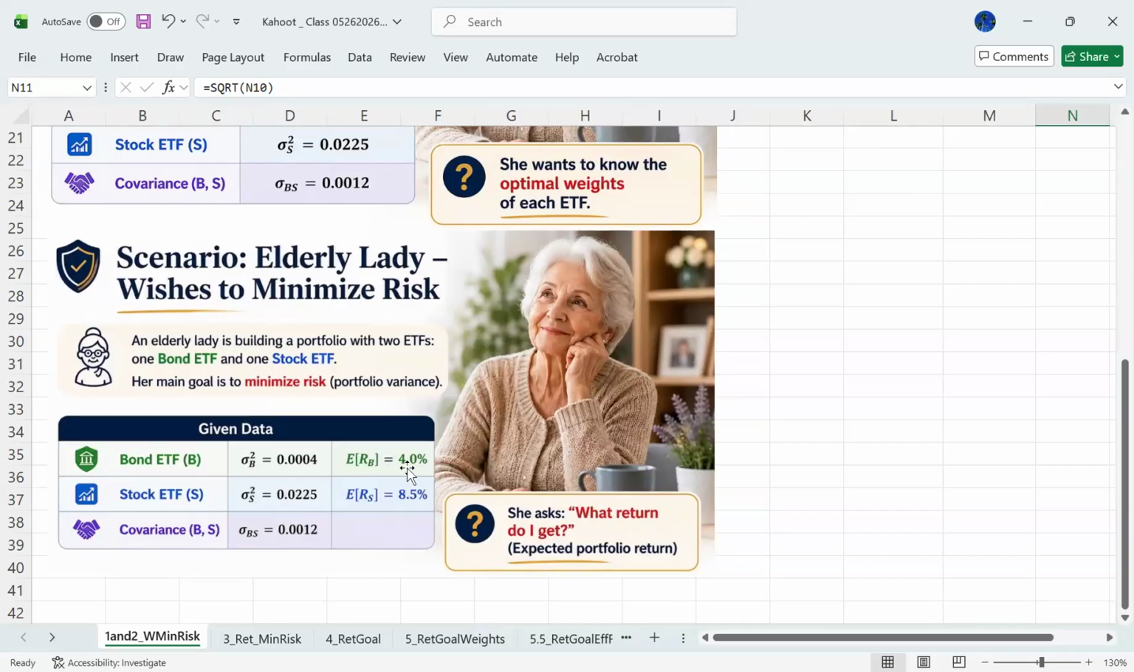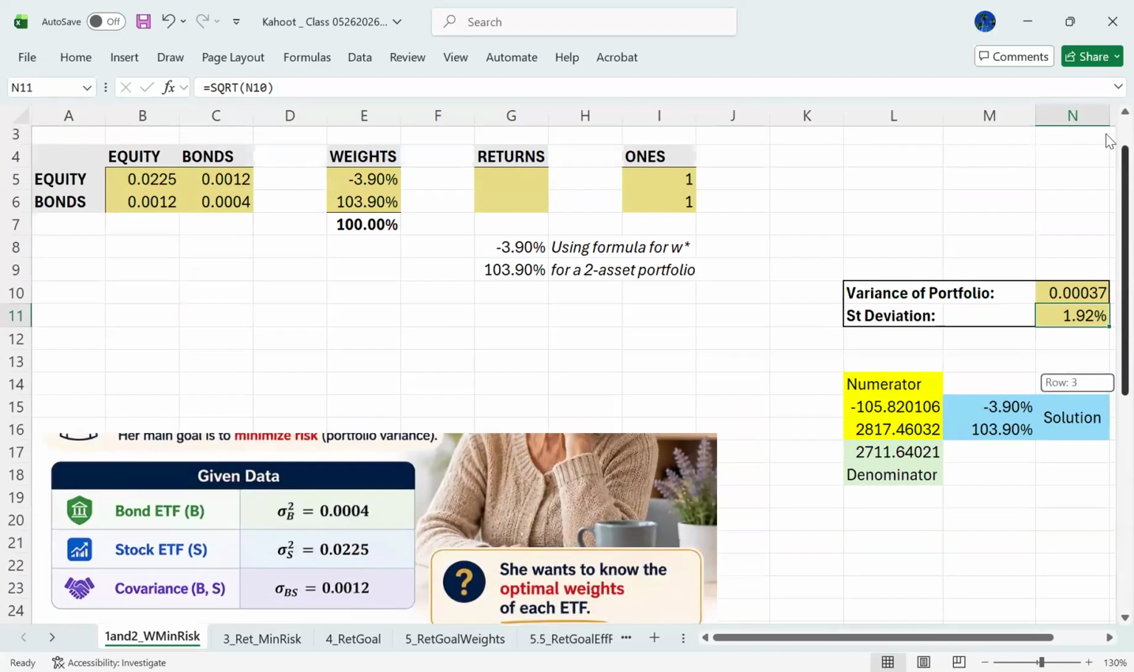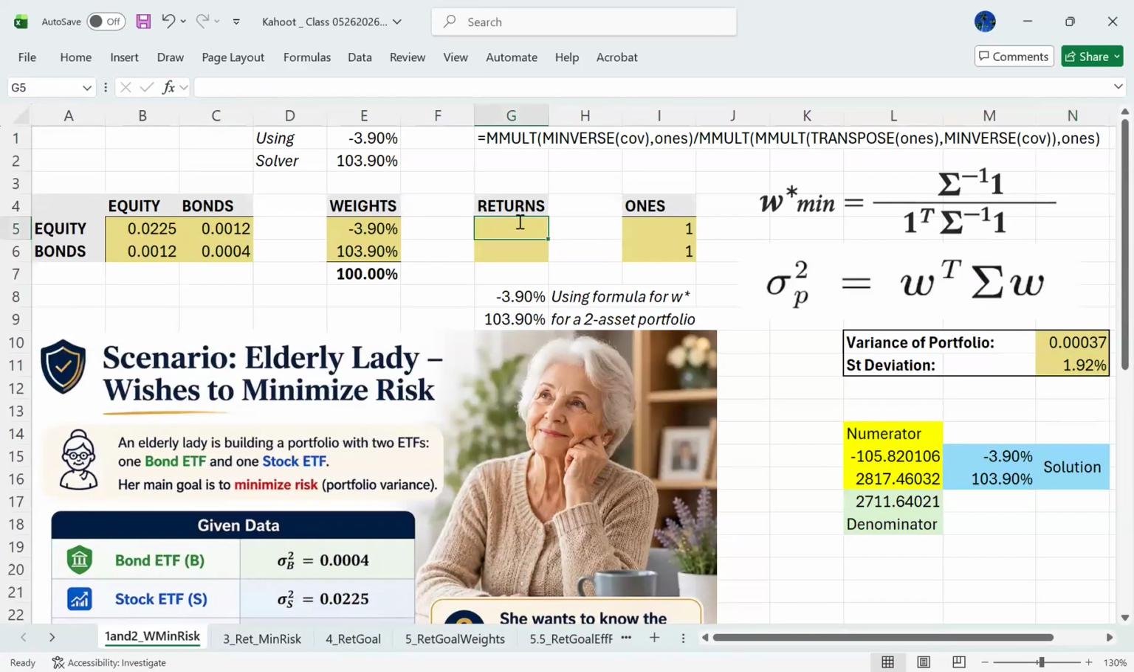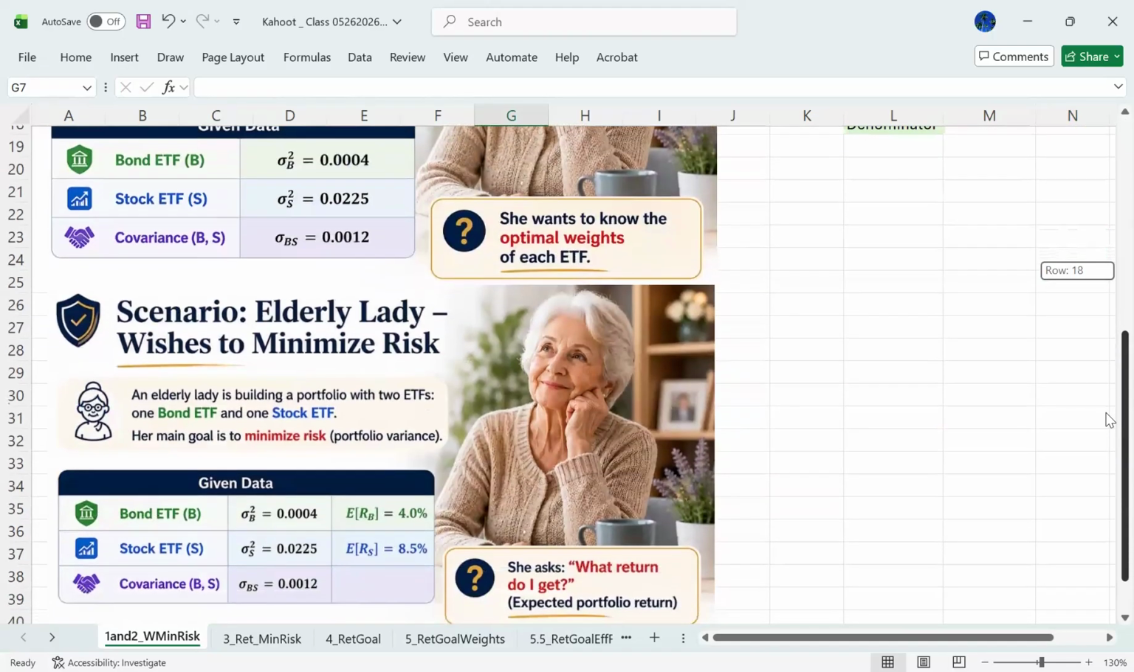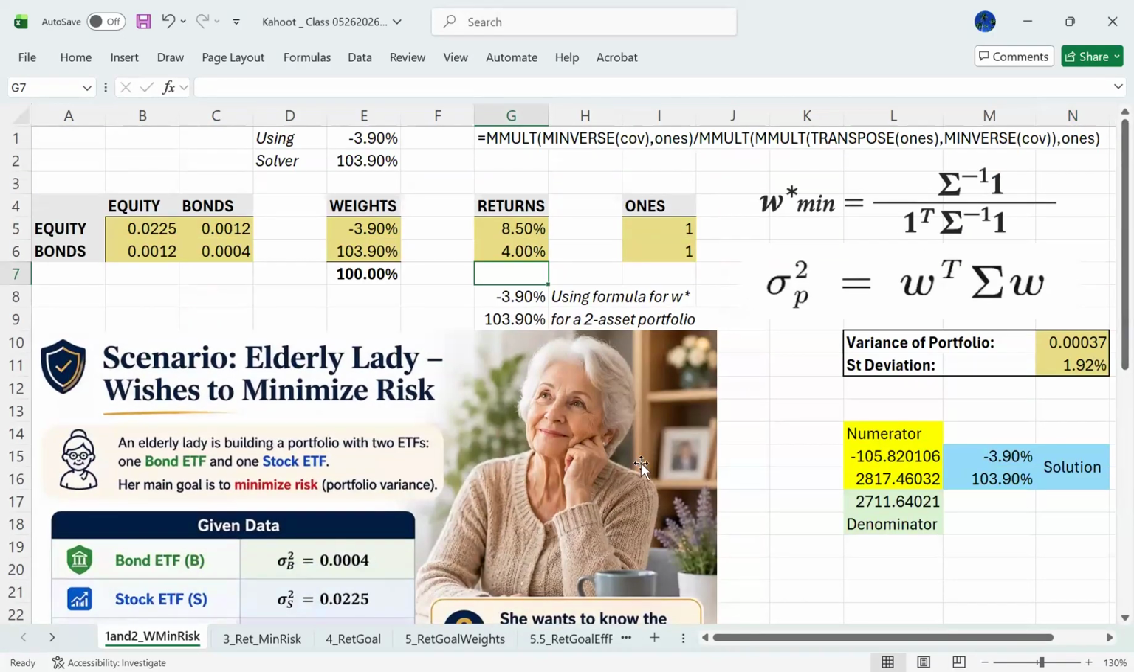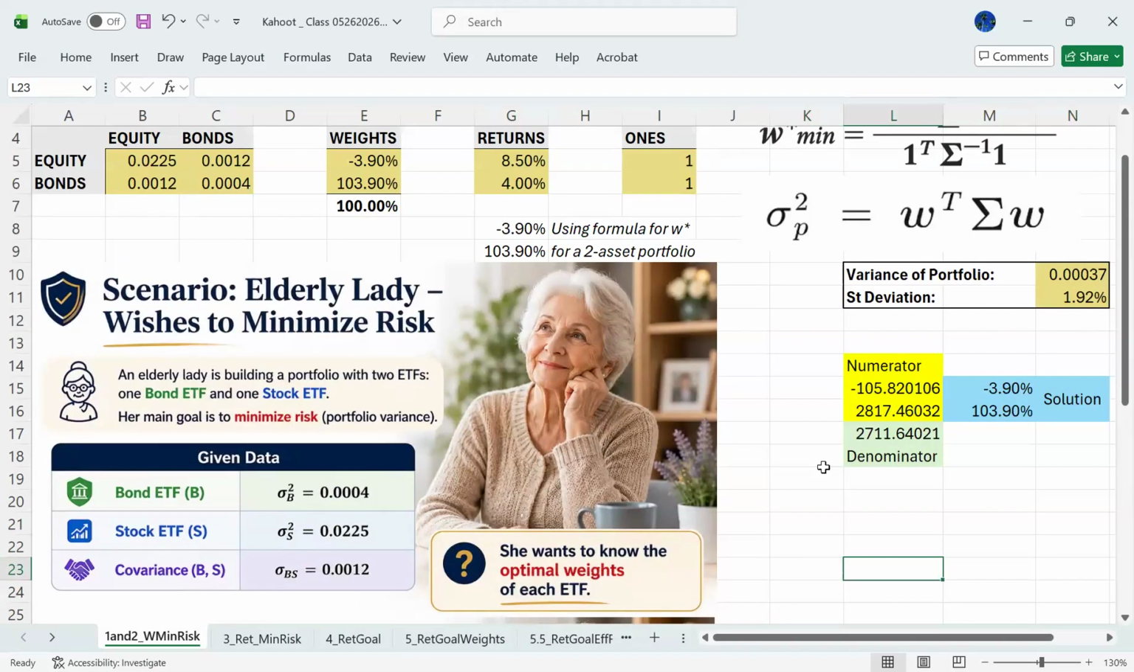We have the returns. Bonds are giving us an expected return of 4%. Equity, we have an expected return of 8.5%. So let's have this here, 8.5% for equity and then 4% for bonds. Okay, 8.5% for equity, 4% for bonds. Now, what is the return? So we can easily calculate the return here.